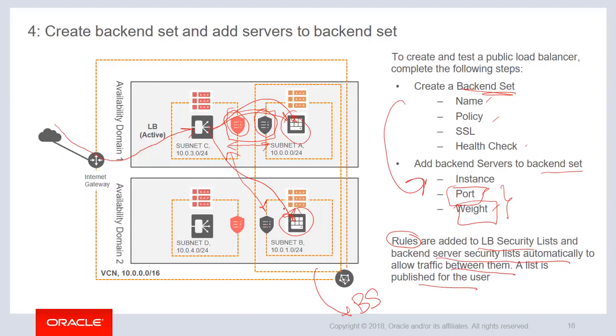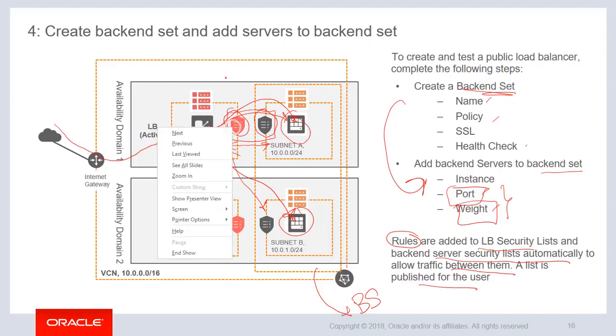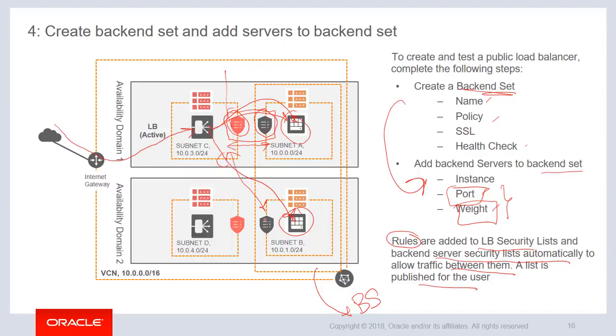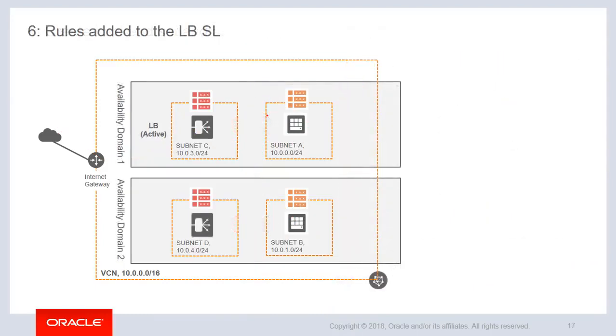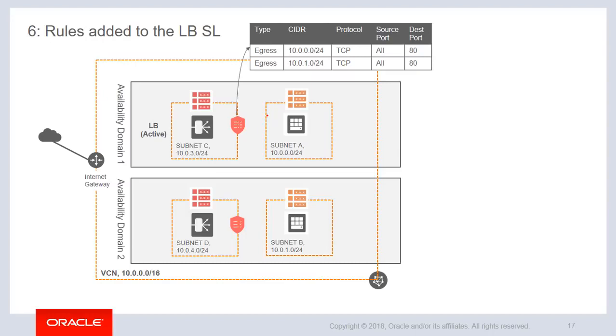Now for that communication to work, you have to write a rule in this default security list, and same for the other subnet. Otherwise, if you don't do that, there is no communication between those two subnets. So this is what the slide is showing here.